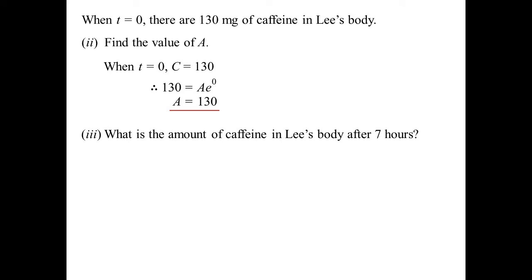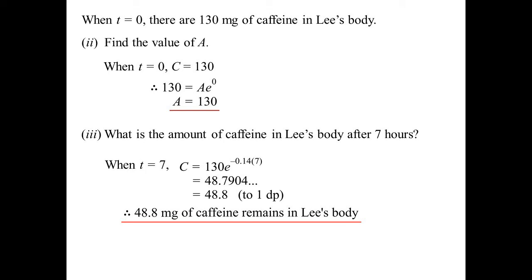Well, how much is going to be there after 7 hours? How much of this caffeine is gone? So when t equals 7, but we now know A is 130. So we're substituting into 130e^(-kt), well k in our case is 0.14, t they've told us is 7, better calculator work. I've done it to one decimal place, 48.8, so we know 48.8 milligrams remain.